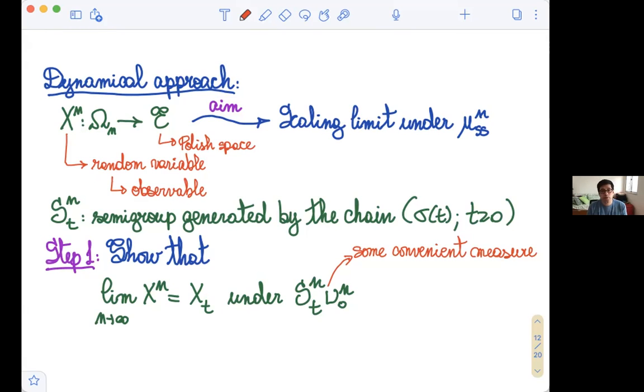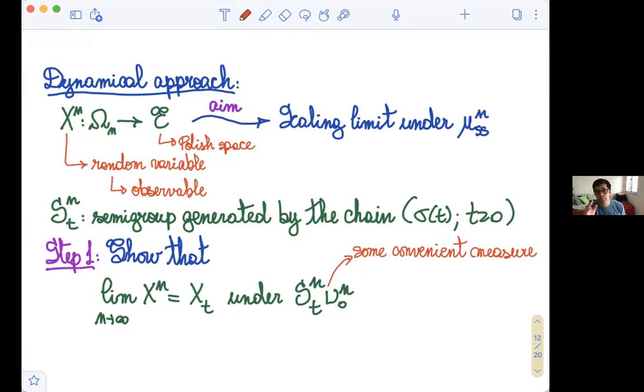This still doesn't tell you anything because we don't really know mu SSN. So we have to do something else, and what we do is let the chain tell us what its stationary state is. This random variable xn is actually the limit of something else. Let me denote by STN the semigroup generated by the chain.